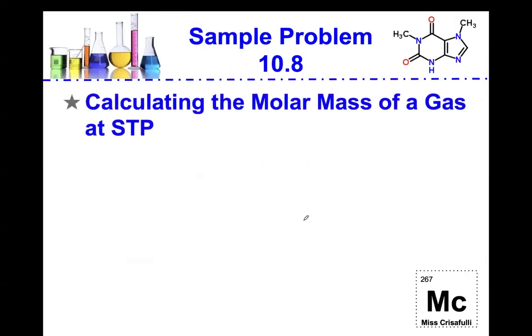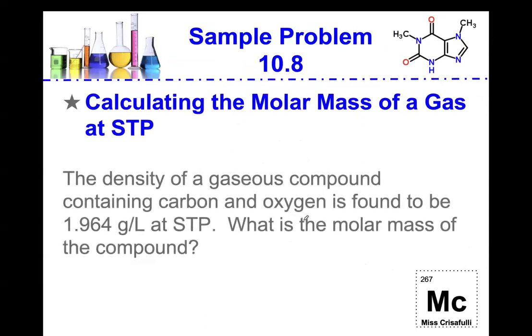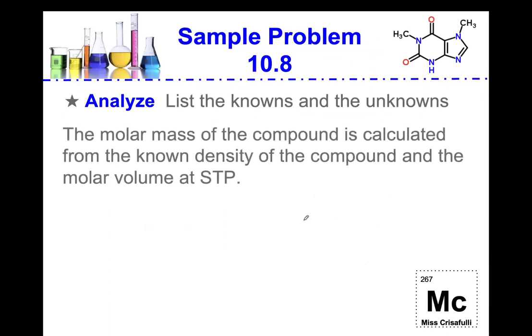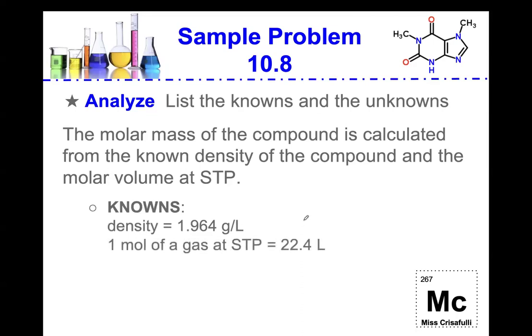So let's go through another sample problem where we have to calculate the molar mass of a gas at STP. The density of a gaseous compound containing carbon and oxygen is found to be 1.964 grams per liter at STP. What is the molar mass of the compound? So let's list our knowns. The molar mass of the compound is calculated from the known density of the compound and the molar volume at STP. The density they give us is 1.964 grams per liter, and we know that 1 mole of the gas at STP is 22.4 liters. The unknown is the molar mass that we want to know in grams per mole.